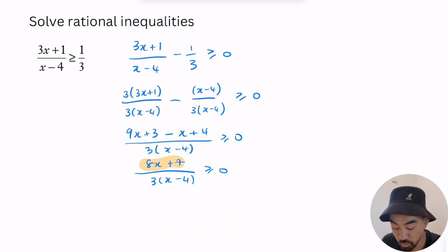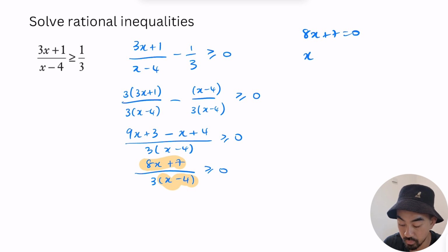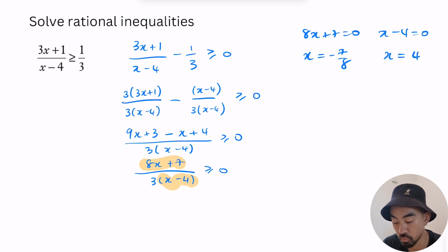Okay, so here you can see you've got the top numerator and also the bottom bit in brackets, which we can solve as though they were equal to 0. So let's do this up here. 8x plus 7 equals 0. x is equal to minus 7 over 8. Or x minus 4 equals 0, x is equal to 4. So that 3 here doesn't matter because it's not going to change anything. So they're my 2 things I need to test.